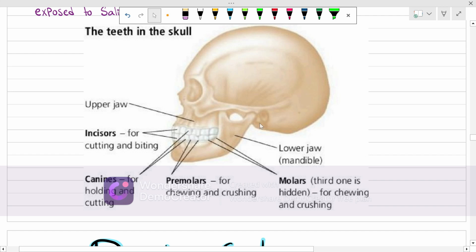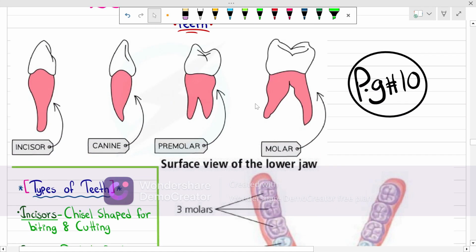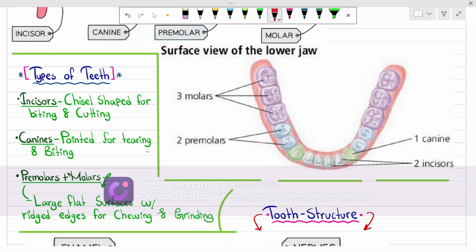This is the teeth structure in the skull. These are the incisors, these are the canines, premolars, molars, and this is the lower jawbone known as the mandible. This is the upper jawbone. This is an illustration of all the types of teeth. There are 4 types of teeth: incisors, canines, premolars, and molars. Incisors are chisel-shaped for biting and cutting. Canines are pointed, shaped for tearing and biting. Premolars and molars are both large and flat, or with ridged edges, as you can see, for chewing and grinding.